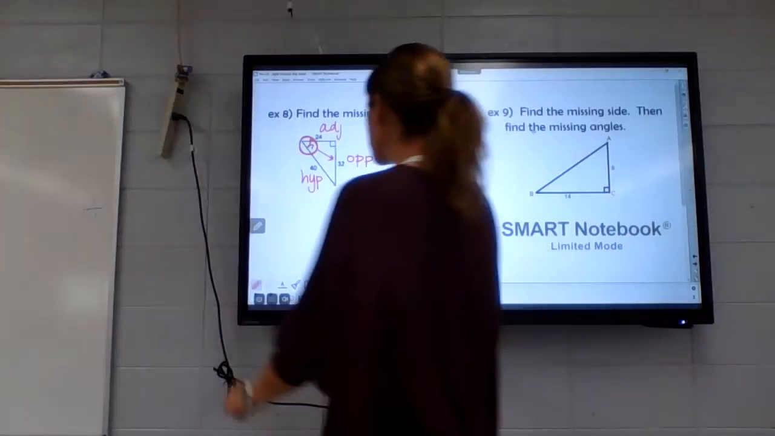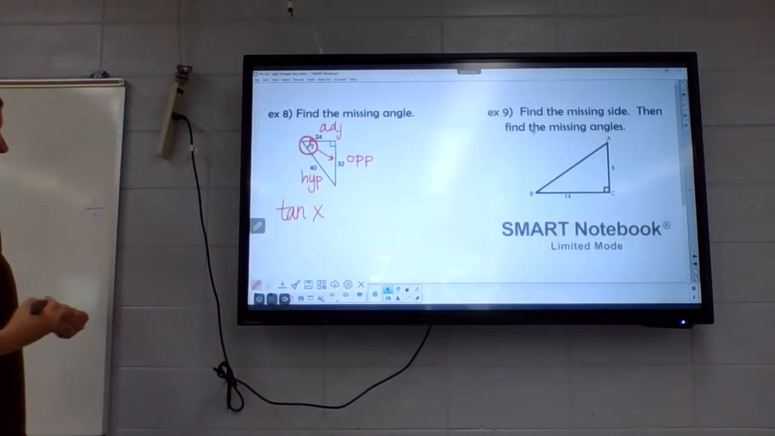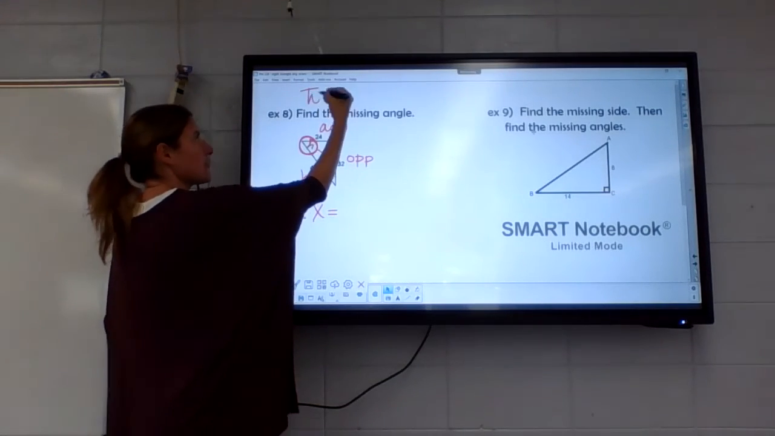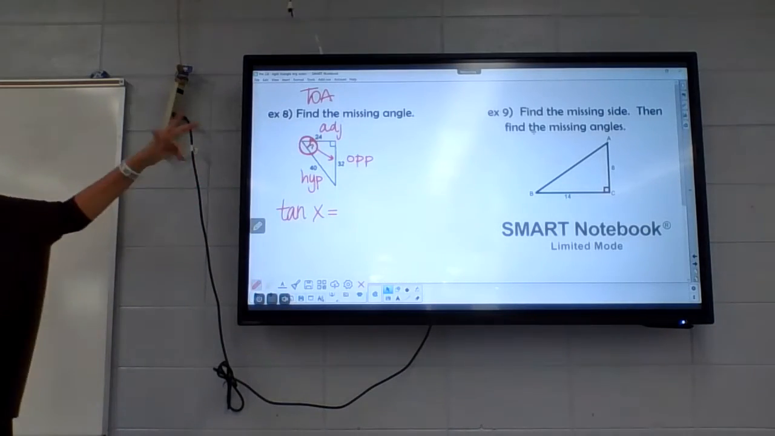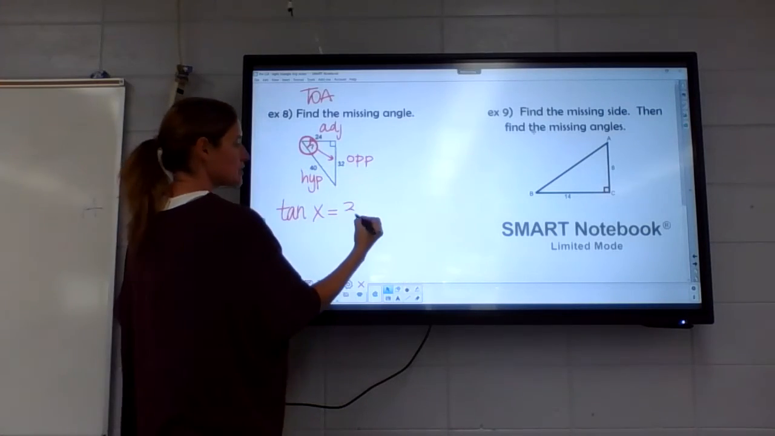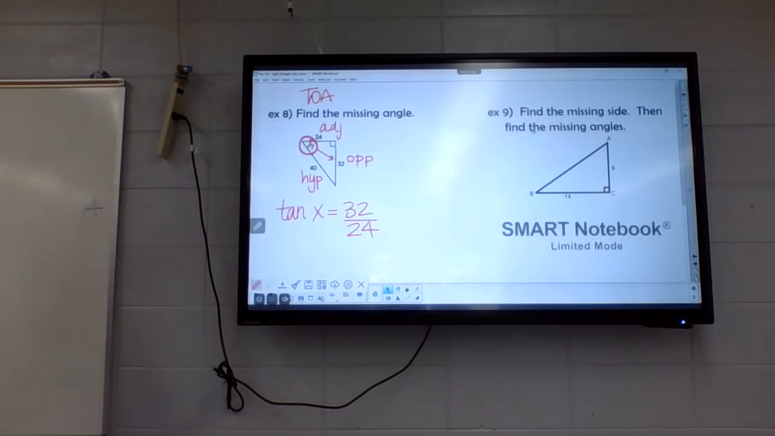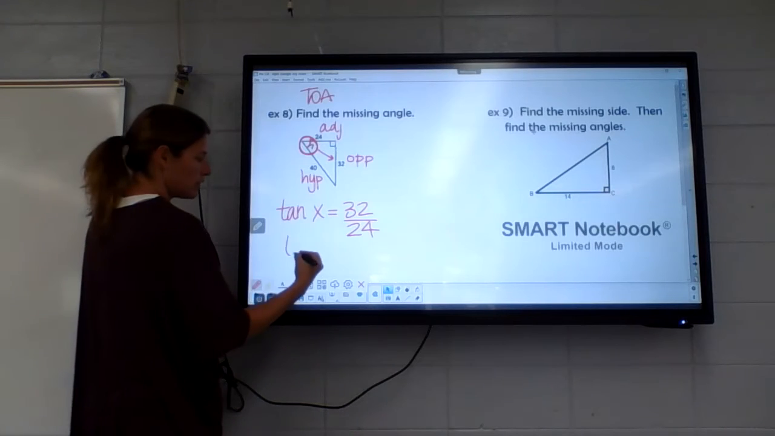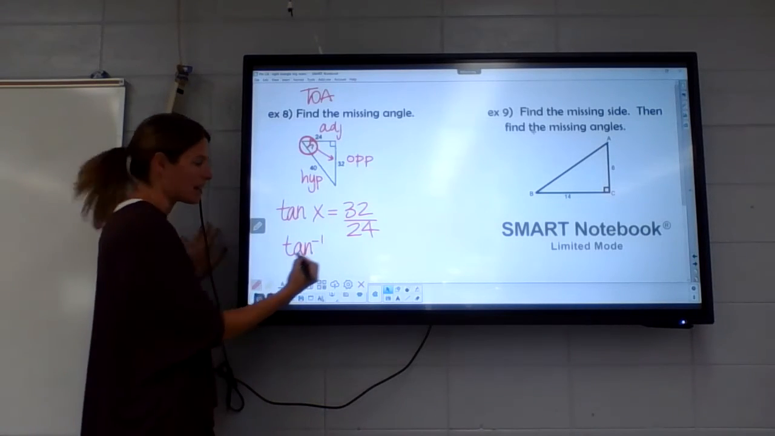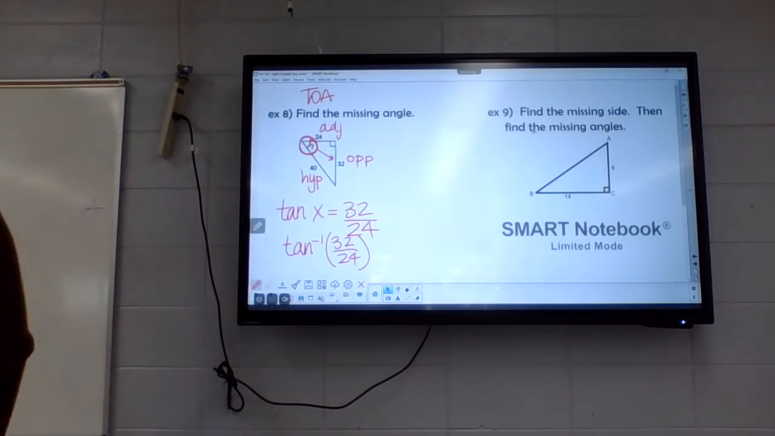Okay. So if we use tangent, that's what I heard first. Tangent, now I don't know the angle, so tangent of X. And if we use tangent, that's TOA, so that's opposite over adjacent. If you used a different one, you just have to use the correct ratio that goes with that. Opposite over adjacent is 32 over 24. So to get that X alone, rather than doing the tangent, this is where we use inverse tangent, which should be the button above tangent on your calculator. You usually have to hit second, and you leave the fraction exactly how it is. It's like you're undoing that tangent.